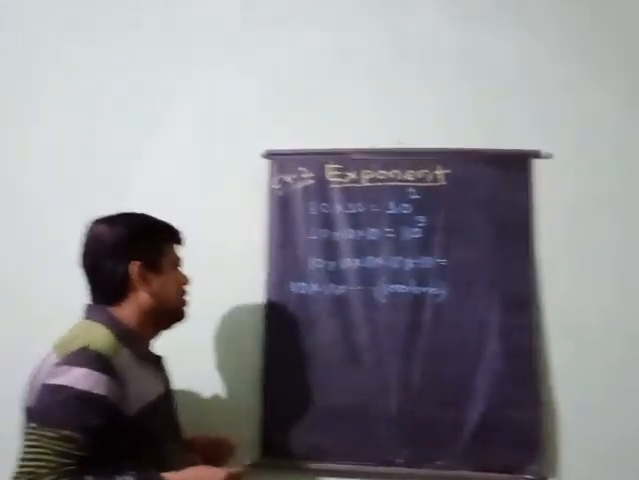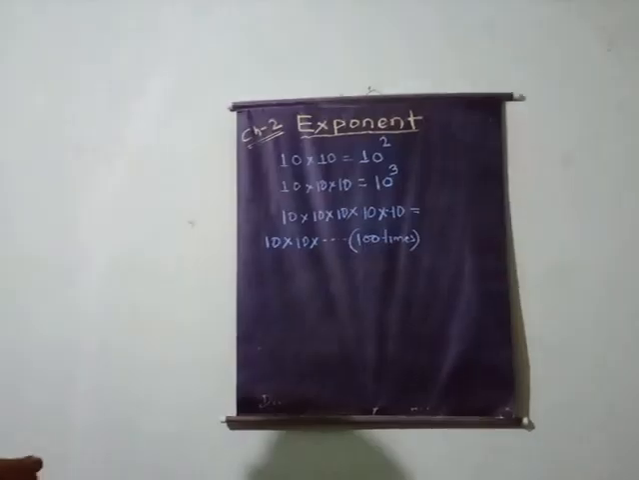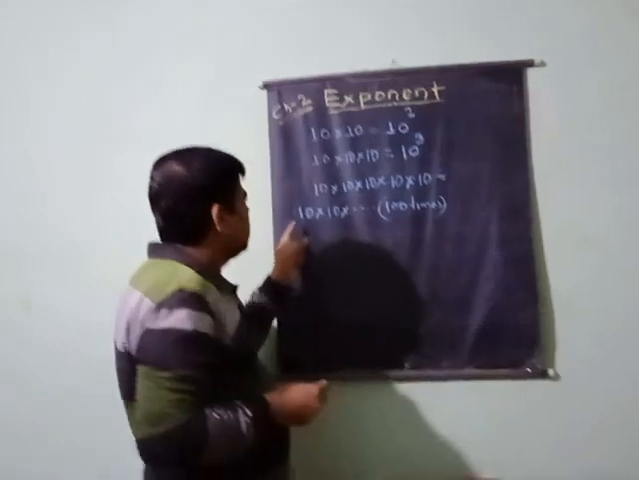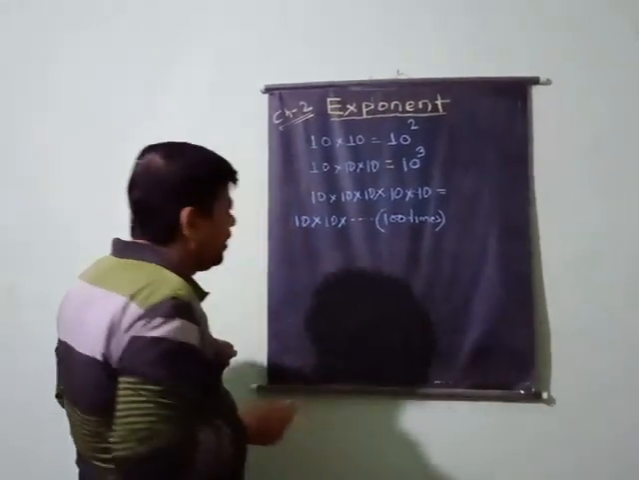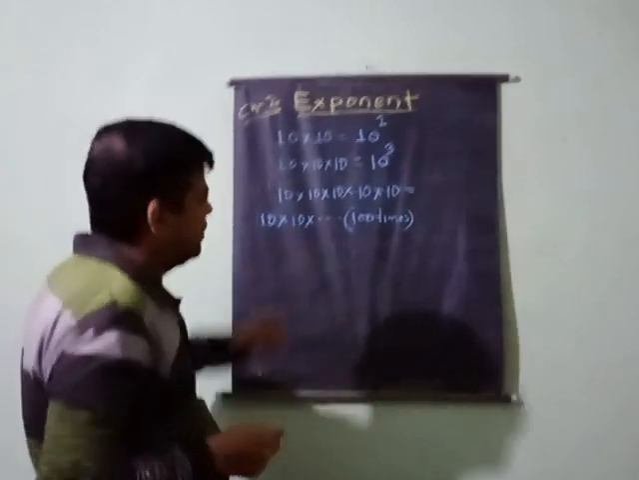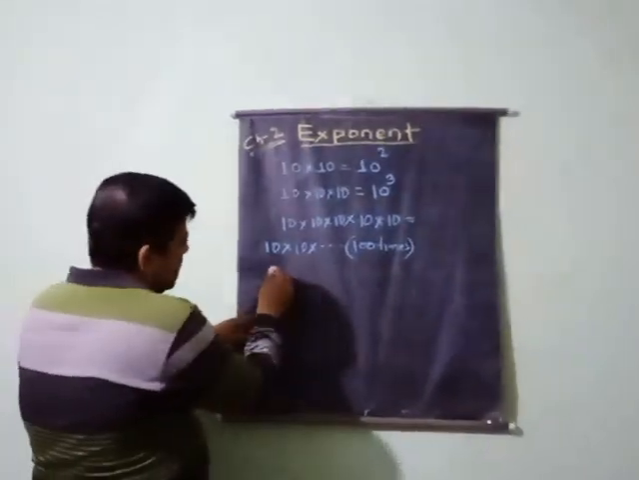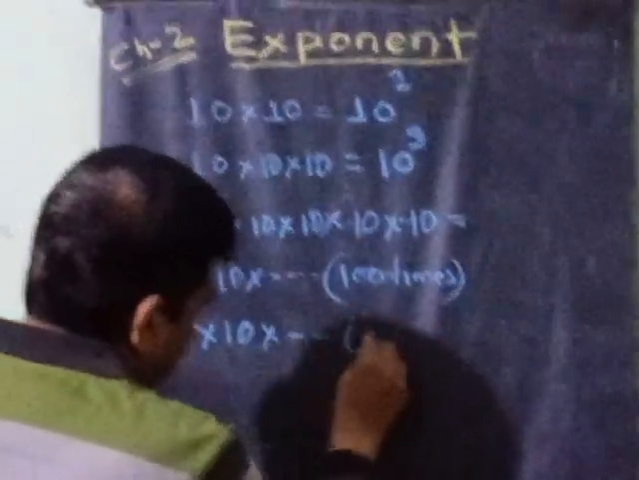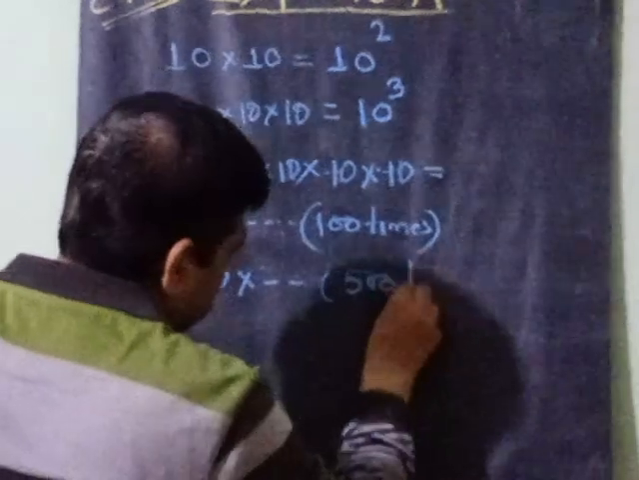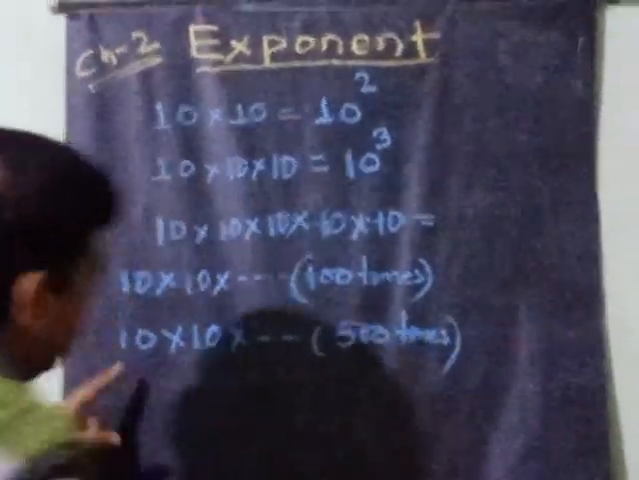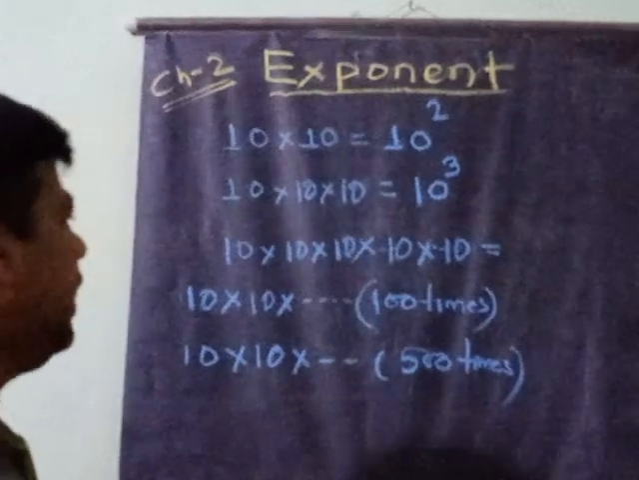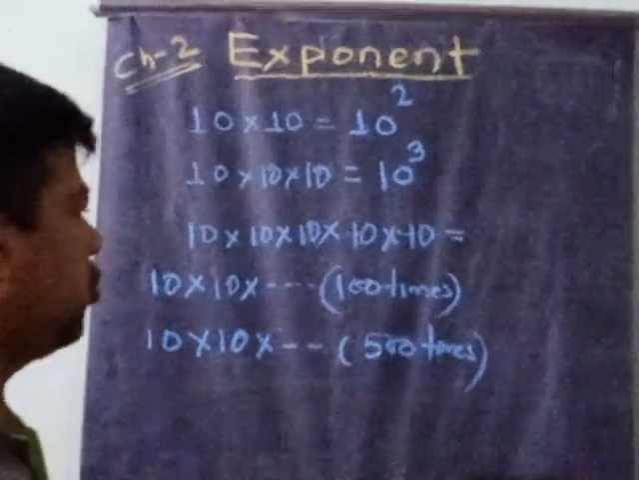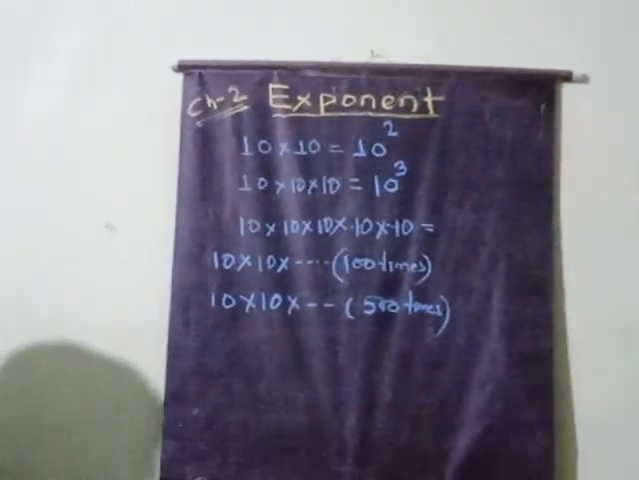So in this case, while we are multiplying such a number a repeated number of times, it is not possible to write the process of multiplication. Similarly, suppose I write 10 into 10 into 10, suppose I do it 500 times. I have to write 10 into 10 into 10, 500 times. In these cases, it is very difficult to write all the expression, the process of multiplication, in the expansion form.